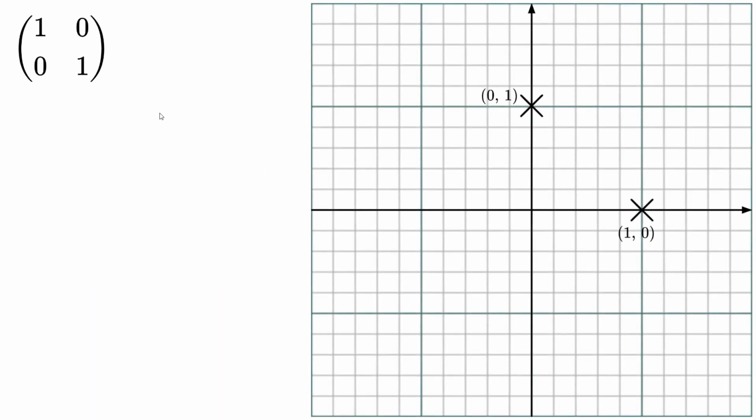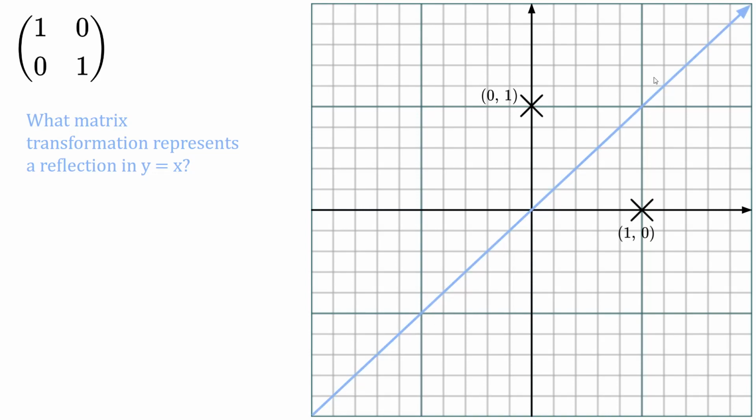Now, identity matrix, draw it on again, same points, 1, 0, 0, 1. You always want to start with this one, like I've said. Now, what matrix transformation represents a reflection in y equals x? This one's a little bit trickier, but it's the same thing every single time. So draw on the line y equals x, like this. You should know how to draw it. And remember, always start with this point. So this point will move over here.